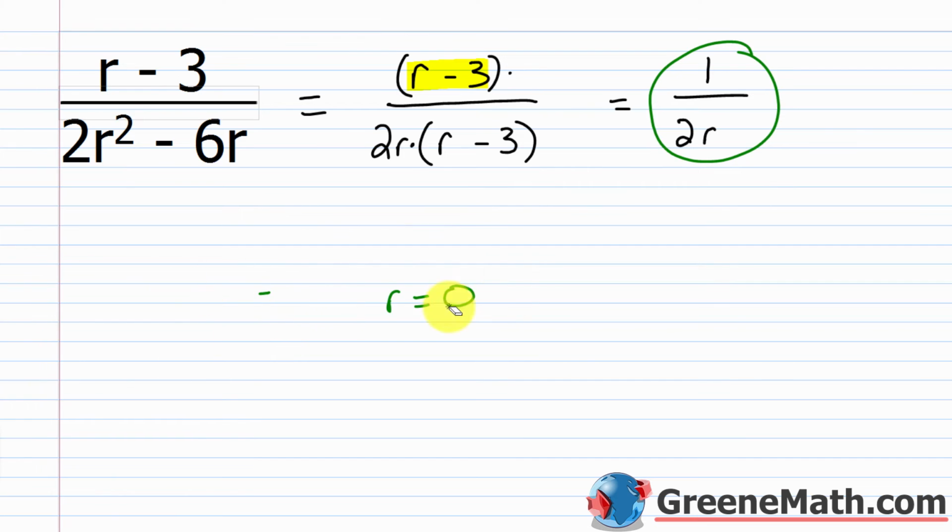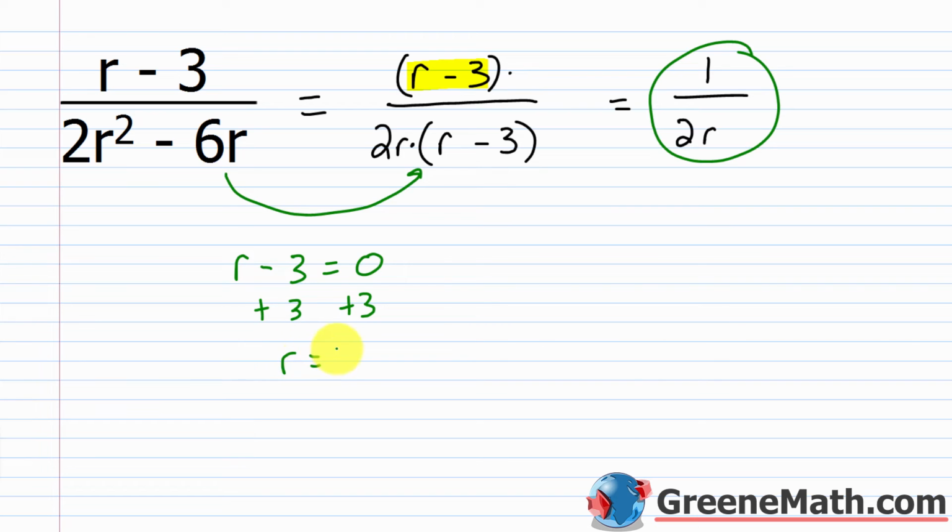Because in this original one, if I look at this factored denominator, which is right here, I have this factor r minus 3 equals 0. If I add 3 to both sides, r equals 3 there. So if I plug a 3 into the original denominator, I would get a value of 0. Since we started out with that rational expression, we really can't say that these two are equal because this one is not defined when r is 3.